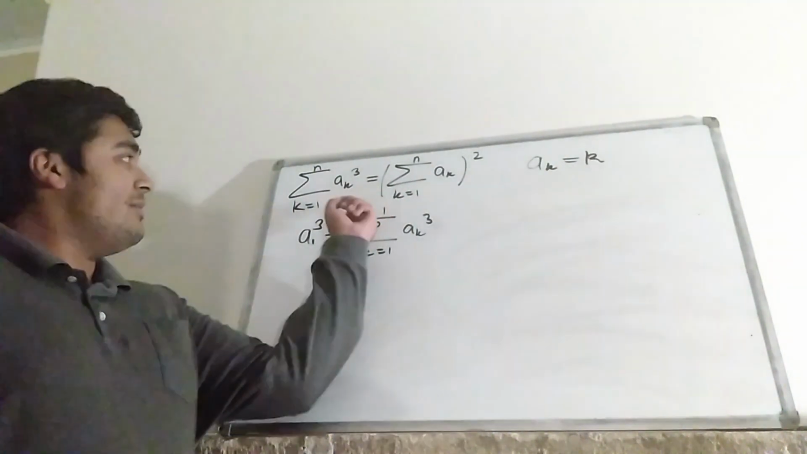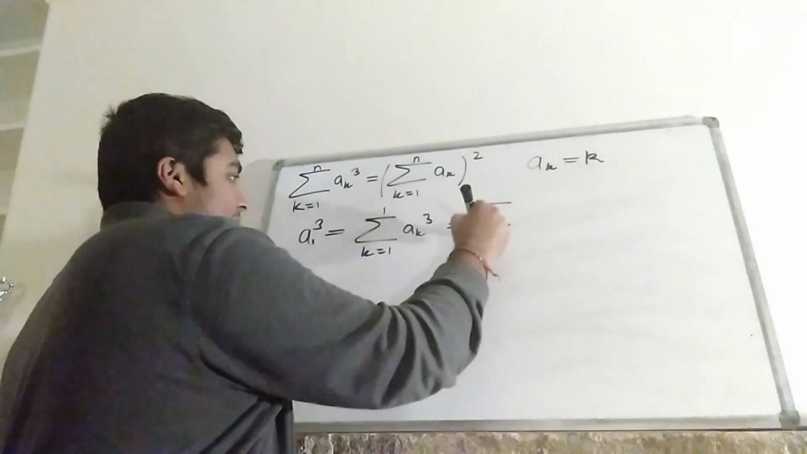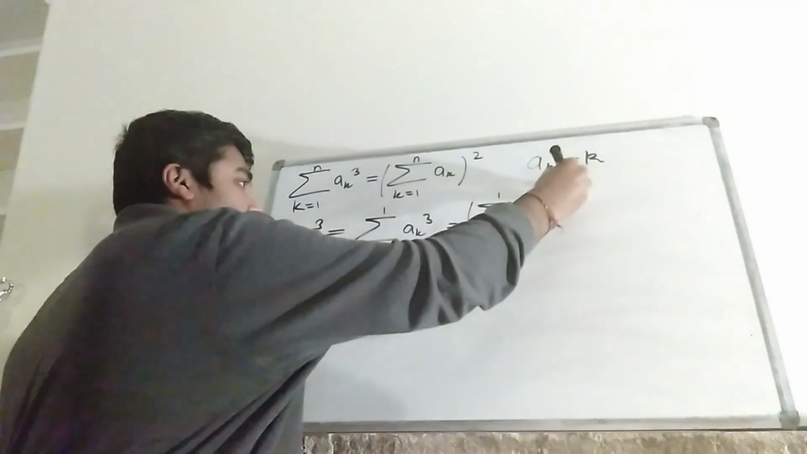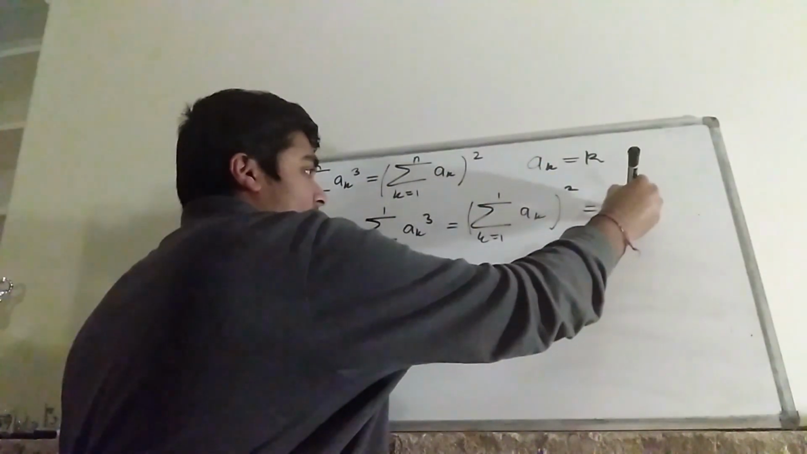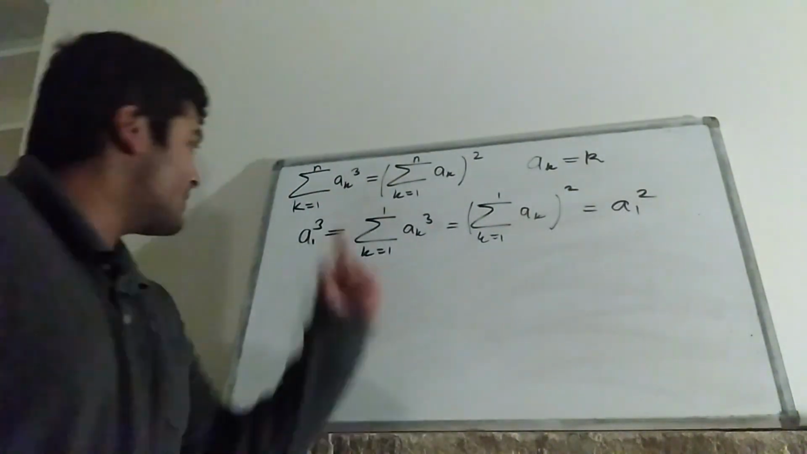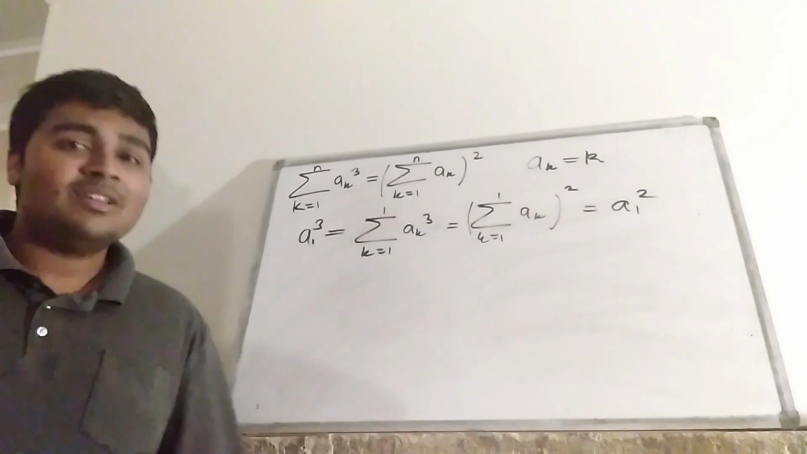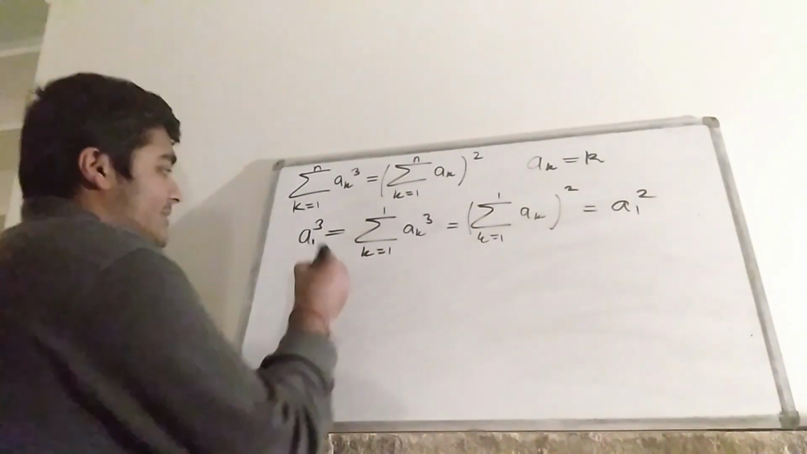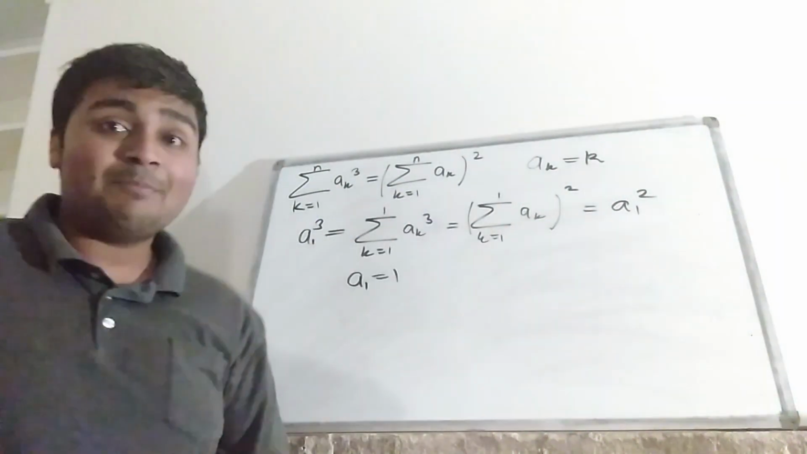But a fact we know is this thing here. This thing here is precisely the sum from k equals 1 to 1 of a_k, all squared. But this thing here is nothing but a_1, so this is just a_1 all squared. So we get a_1 cubed is equal to a_1 squared. Now, because everything is positive, and in particular non-zero, I can divide through by a_1 squared, and thus deduce that a_1 equals 1. Okay, so that proves my base case.